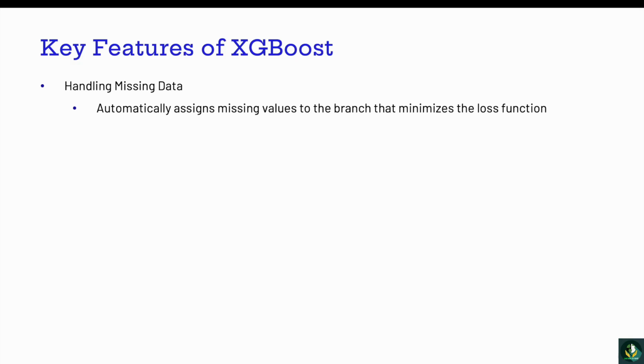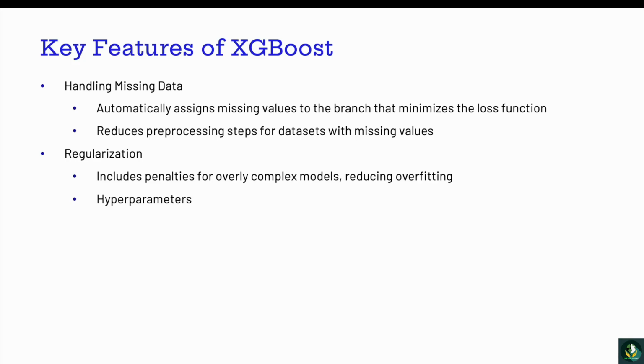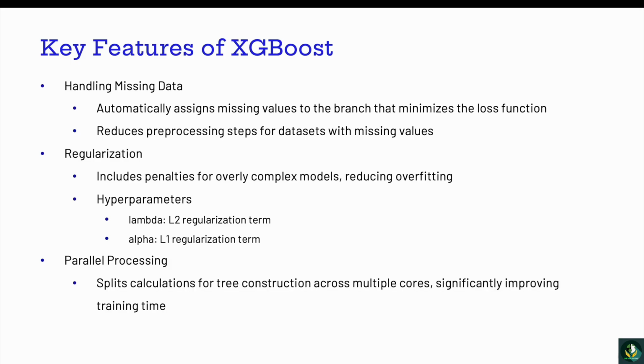Let's look at some of the key features of XGBoost. Handling missing data automatically assigns missing values to the branch that minimizes the loss function. It reduces the pre-processing steps for datasets with missing values. And regularization includes penalties for overly complex models, reducing overfitting. Hyperparameters that are used are lambda, which is the L2 regularization term, and alpha, which is the L1 regularization term. And parallel processing splits the calculations for tree construction across multiple cores, significantly improving your training time.